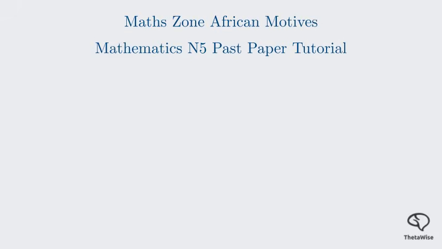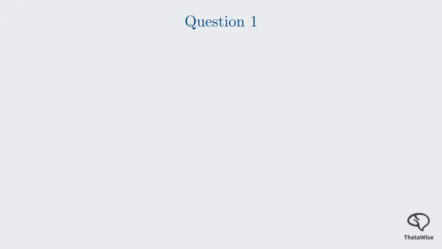In this tutorial, we will be working through a Mathematics N5 past paper. Our goal is to provide a clear step-by-step walkthrough of each question, ensuring we explain the formulas and concepts involved. We will address every part of the questions, use color-coded highlights for clarity, and if we find any discrepancies in the provided solutions, we will explain and correct them. Let's get started with question 1.